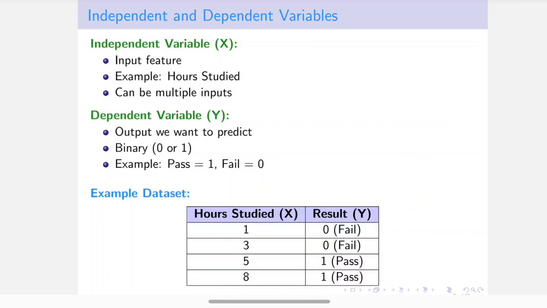So if a student studies 1 hour, if you see here, they fail. If the student studied 3 hours, again they failed. If the student studied 5 hours, means pass. That is nothing but the value I have been given is 1. If the student studied more than 8 hours, let us say, then they passed. So clearly more hours studied increase the chance of passing. So logistic regression will learn this pattern automatically.